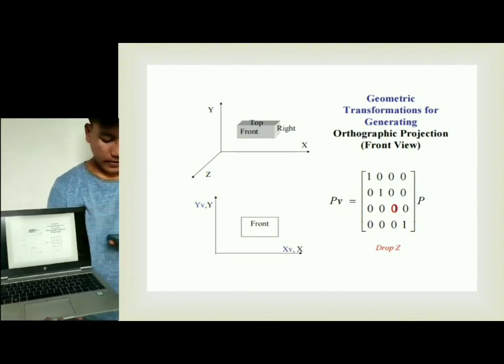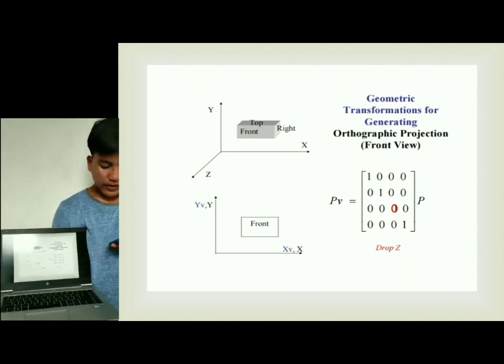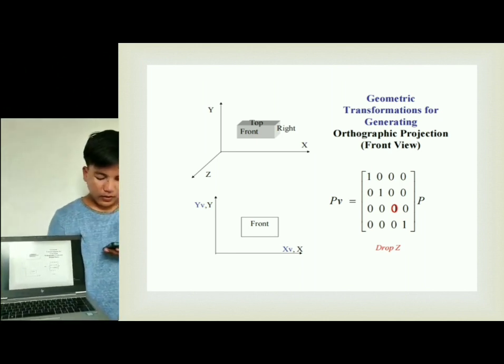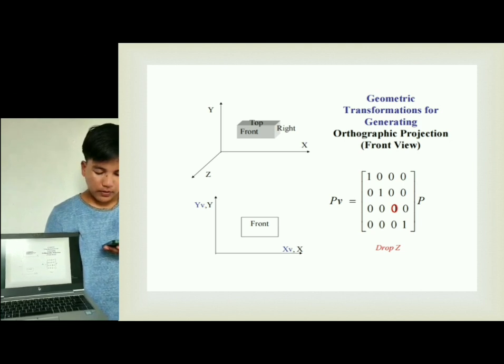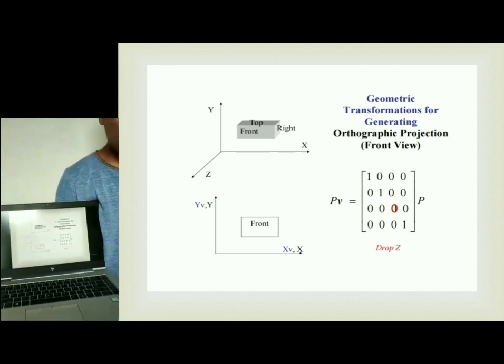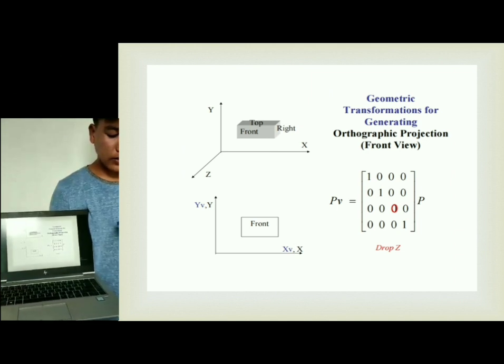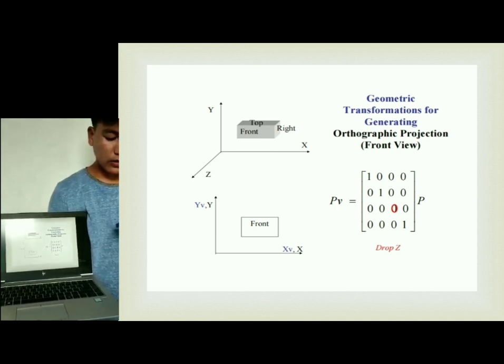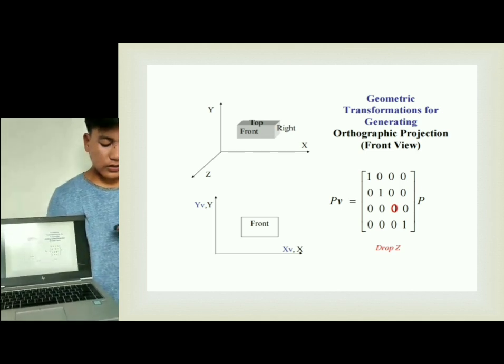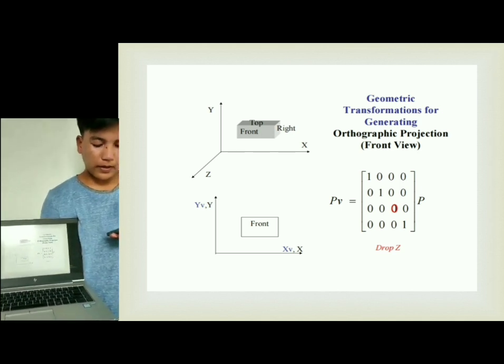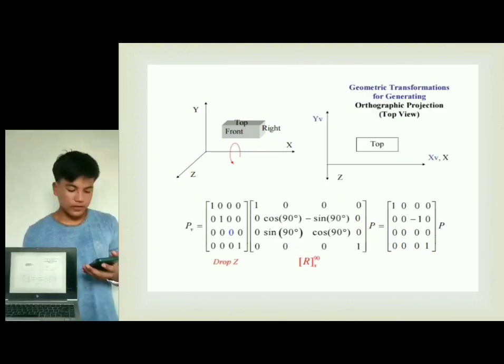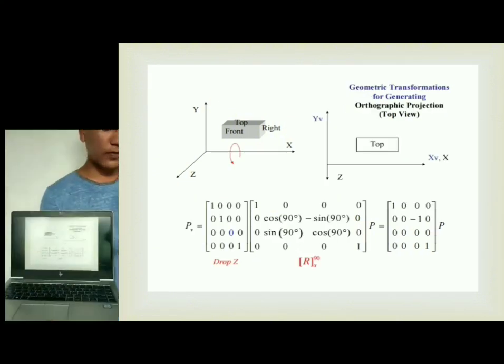Geometric transformation for generating orthographic projection, front view. PB equals the matrix [1 0 0 0; 0 1 0 0; 0 0 0 0; 0 0 0 1] multiplied by P. It drops z. The previous slide focused on the front view.